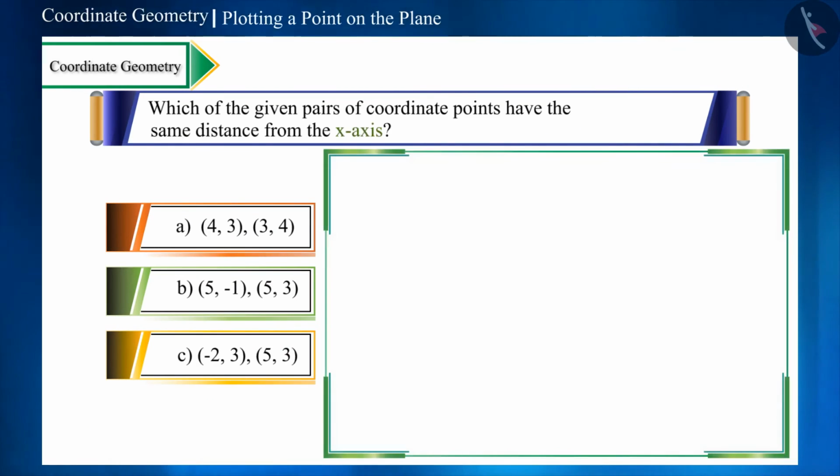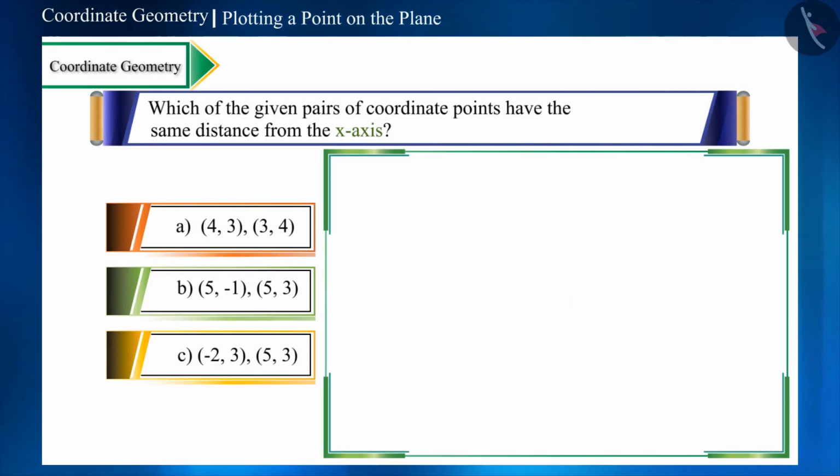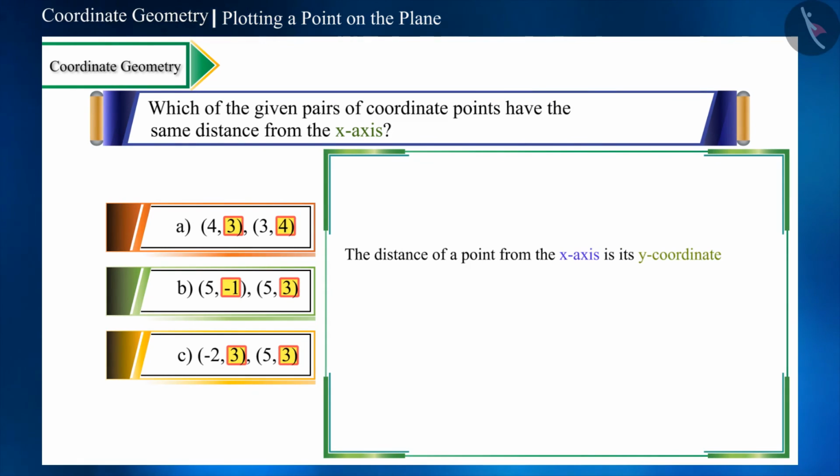Let me give you a hint. Here you do not need to plot and check the graph. You can pause the video to think of an answer. First, let us consider some basics. The distance of any point from the x-axis is its y-coordinate. That is, the pair whose y-coordinates are the same, those points will be of the same distance from the x-axis.